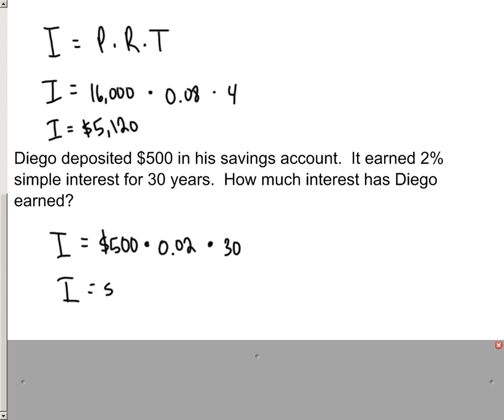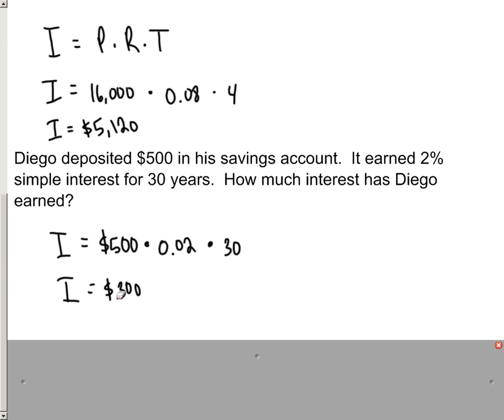Now that doesn't mean that it shrank. No, no. What that means is he got $300 extra on top of the 500. So 30 years later, he's done absolutely nothing, and his $500 has transformed itself into $800. Not bad considering he did absolutely nothing.